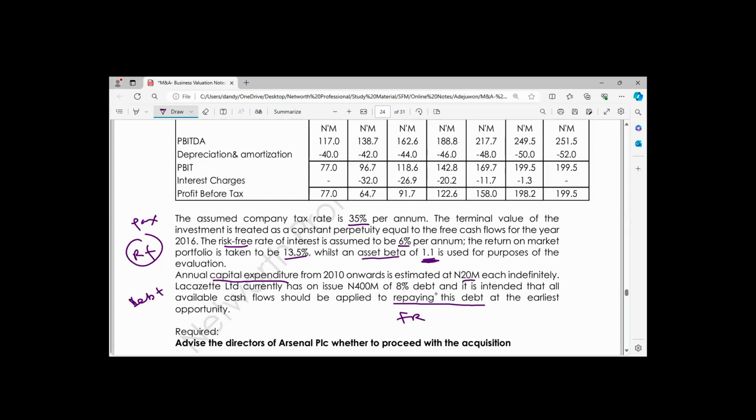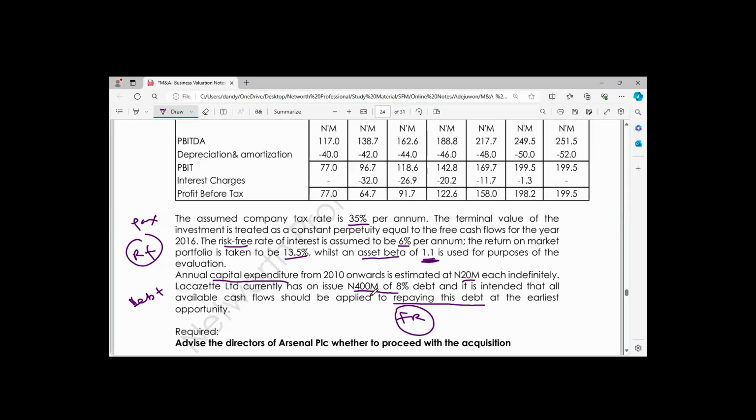Business risk is not changing because an asset beta of 1.1 is given for the two companies. But financial risk is changing because Arsenal PLC will pay a debt of 400 million naira. So as a result, you are supposed to calculate APV to value this acquisition. For us to use APV, the first thing you need to do is to calculate the base case NPV. There are 4 stages when you want to calculate adjusted present value. The first stage is to calculate a base case NPV.